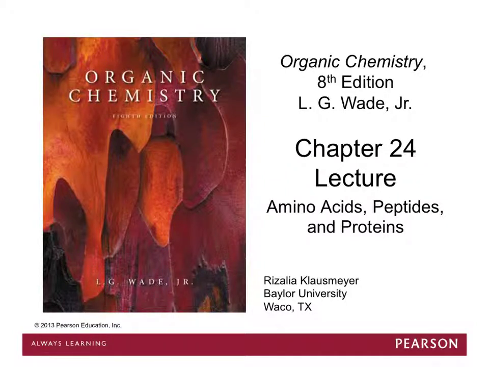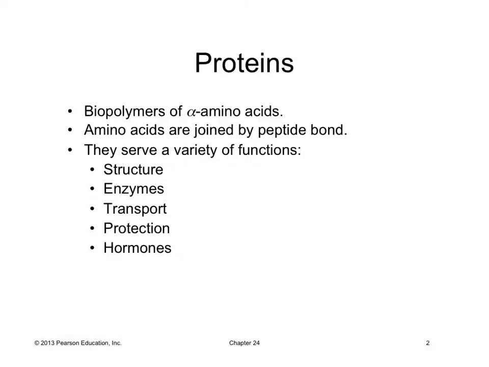So this is chapter 24 on amino acids, peptides, and proteins, part 1. Proteins are comprised of alpha amino acids. The alpha amino acids are joined by peptide bonds, and proteins are involved in structure, enzymes, transport, protection, and hormones.